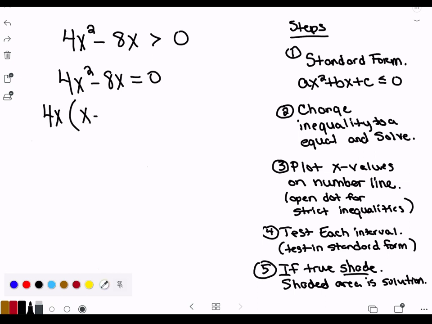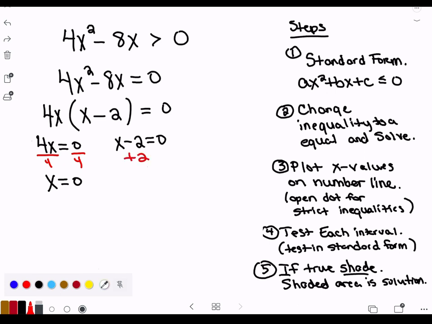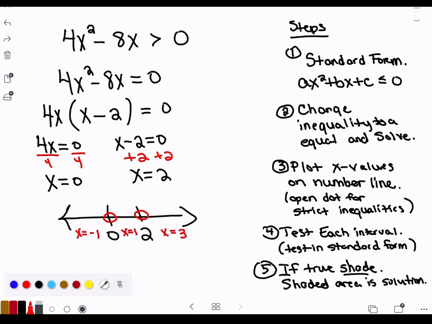In order to solve this, I have to factor out the GCF, and the GCF in this case is 4x. When I factor out the GCF, I don't even need to factor any further. You notice I set 4x equal to 0 and x minus 2 equal to 0. I only got two answers: x equals 0 and x equals 2. So I put the 0 and the 2 on the number line.